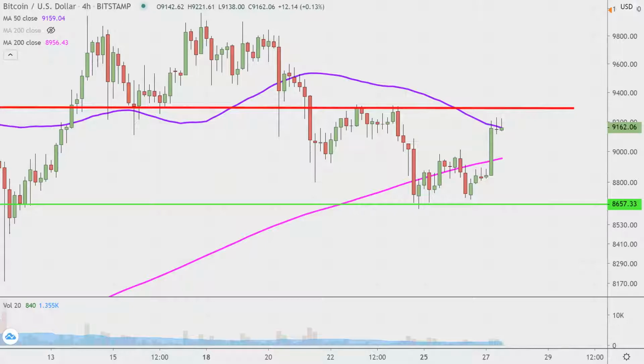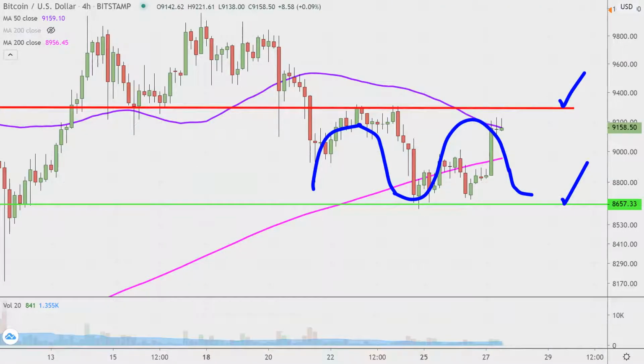But really the moral of the story here is that as of right now, Bitcoin is entering into a sideways channel pattern. Again, top of the channel up there at 9,300, bottom of the channel down there at 86.50. And right now, it's just a matter of waiting to see which way it ultimately breaks. So let's see how this one plays out. But keep your eye on those levels, and we'll see what happens over the next 24 hours.